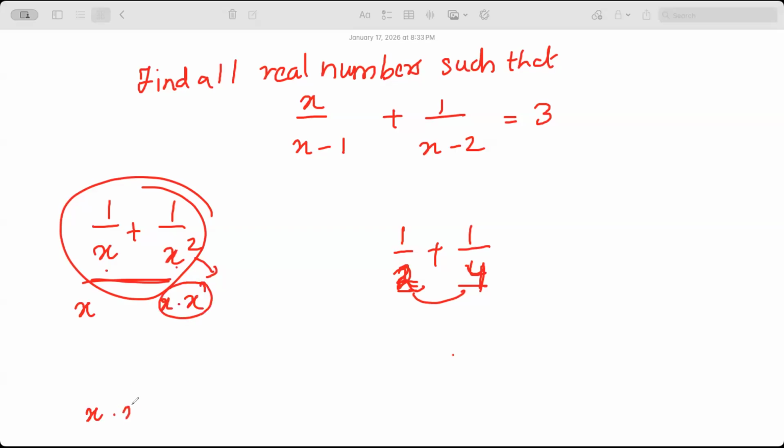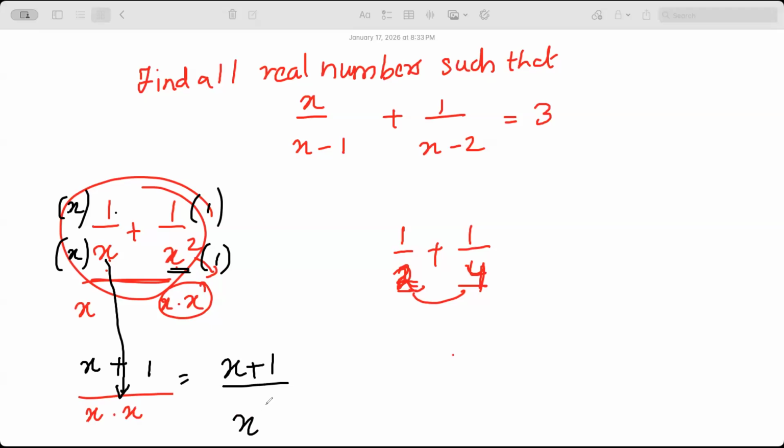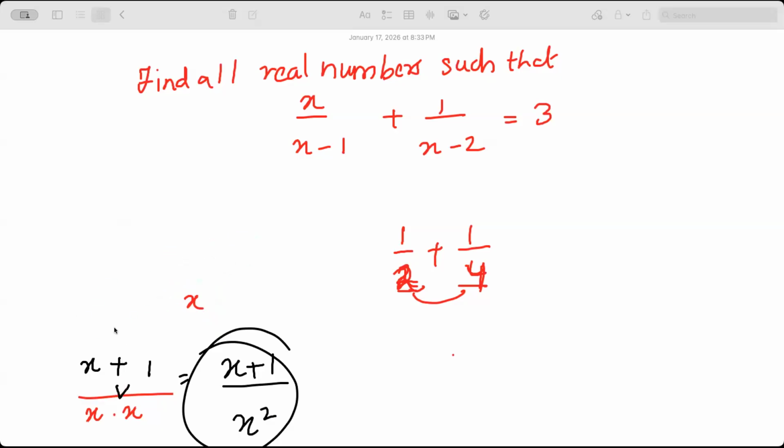If that becomes your least common multiple, you are bringing each denominator to x times x. Compare this with that denominator. What is missing? So you multiply by x here. What is missing here? Nothing. So multiply by 1. Now you rewrite everything. You have x square as a common denominator. X times 1 is x, plus 1. So the simplified value is x plus 1 by x square. Does it make sense, guys? Okay, unless you do that, you cannot do these.